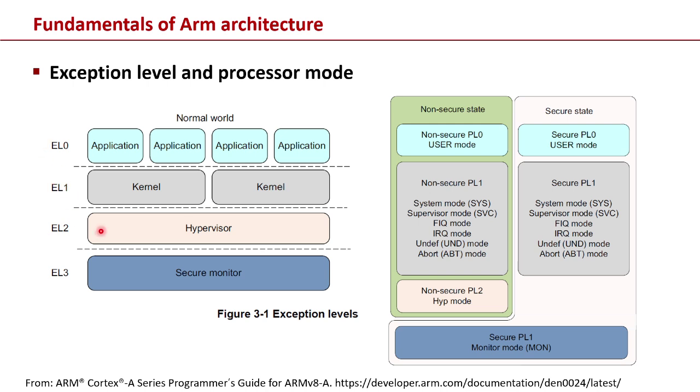So every time you look into a diagram that represents the software architecture, you will see this term exception level. If you do not understand what the exception level is, it is hard for you to understand this diagram. And this is another diagram that specifies some privilege levels, privilege modes, and processor modes in ARM architecture. So in order to understand the overall software architecture, you need to understand the fundamentals of ARM architecture, such as exception levels and the processor mode.